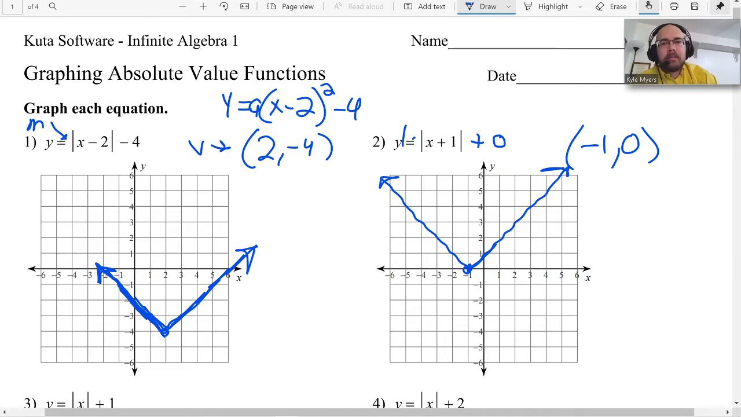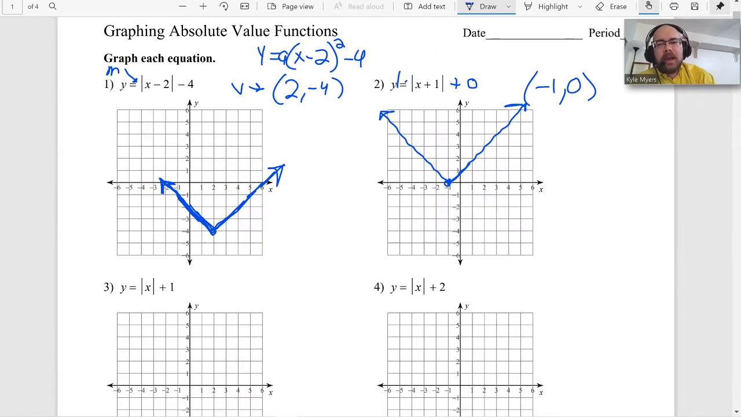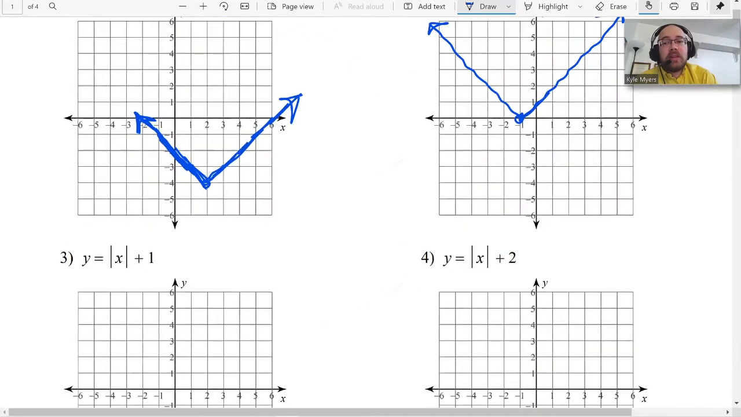And there we go. There's number 2. So it's not that bad, actually. You just find the vertex, and then you find the slope. You need the vertex and the slope. Those are the 2 key things.